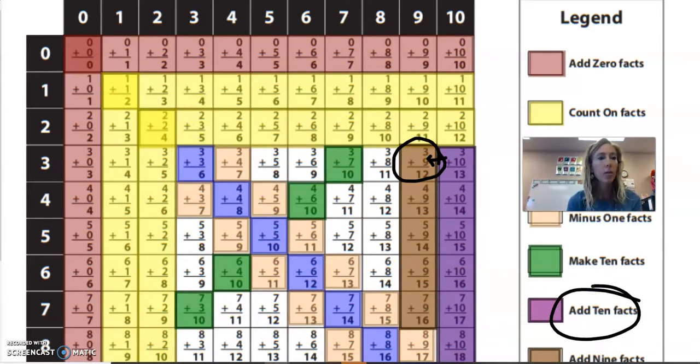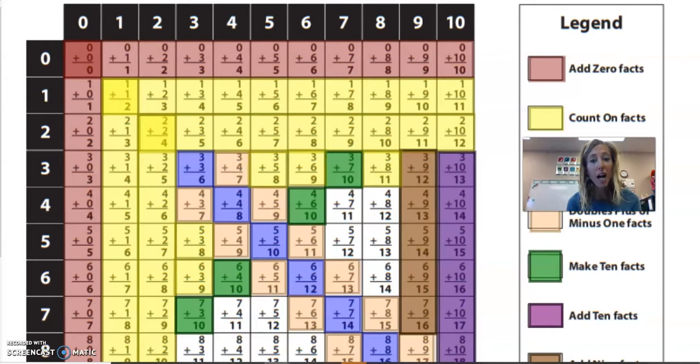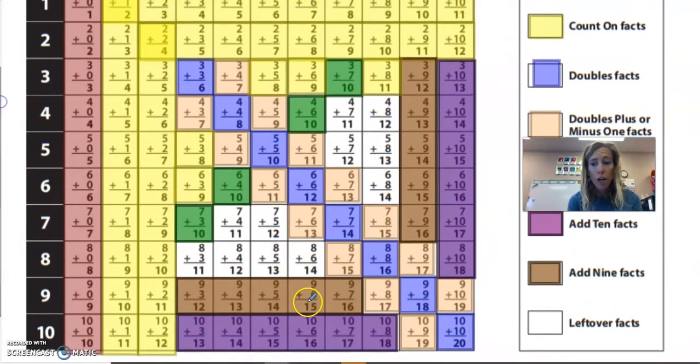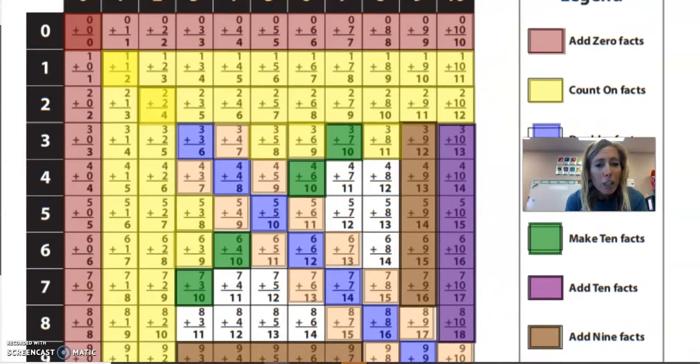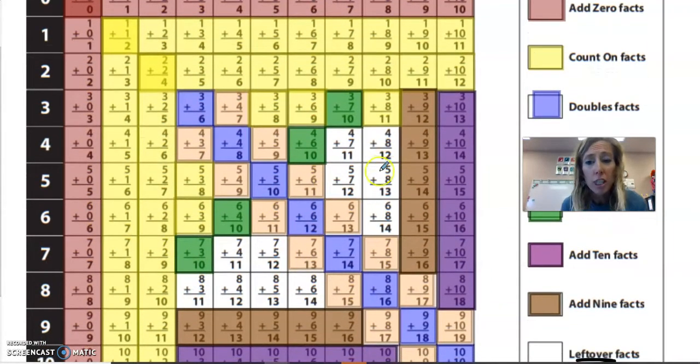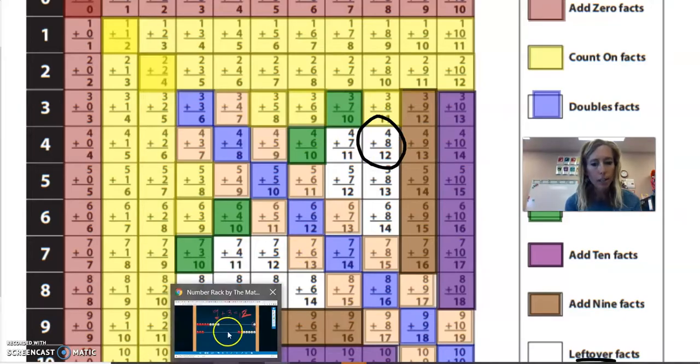Okay? Now I said that was the last one, but there's really one more, because in this chart there are what's called some leftover facts. Look at them, they're all in white. And they aren't special ones. They don't have a name, the poor guys. And so you just have to think of your own strategy. For example, 8 and 4. 4 and 8. How are you going to solve that one?